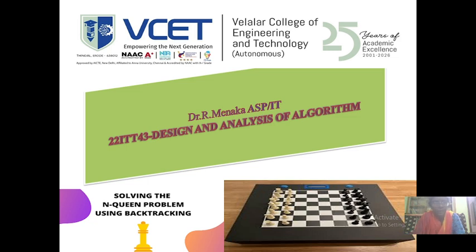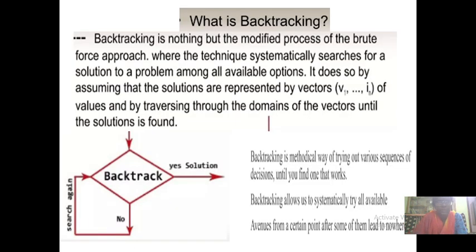Today, my topic is solving the N-Queens problem using backtracking. So, what is backtracking? Backtracking is nothing but a modified process of brute force approaches, where the technique systematically searches for a solution to a problem among all available options. It does so by assuming that the solutions are represented by vectors from V1 to Vn of values and substituting these vector values while traversing through the domain of the vector until a solution is found.